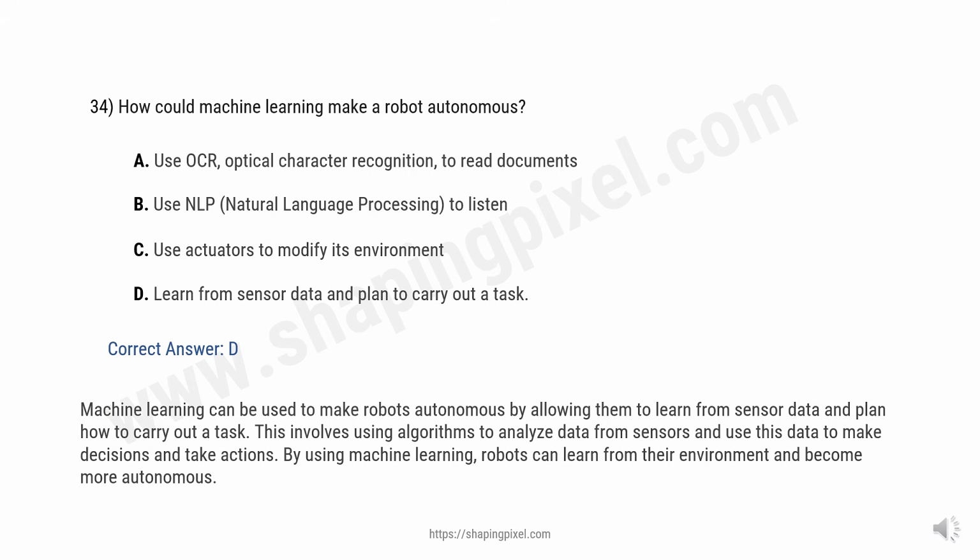Machine learning can be used to make robots autonomous by allowing them to learn from sensor data and plan how to carry out a task. This involves using algorithms to analyze data from sensors and use this data to make decisions and take actions. By using machine learning, robots can learn from their environment and become more autonomous.